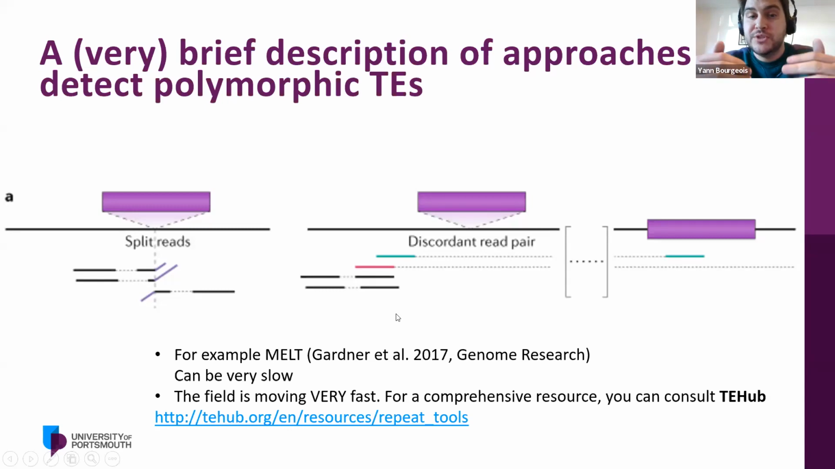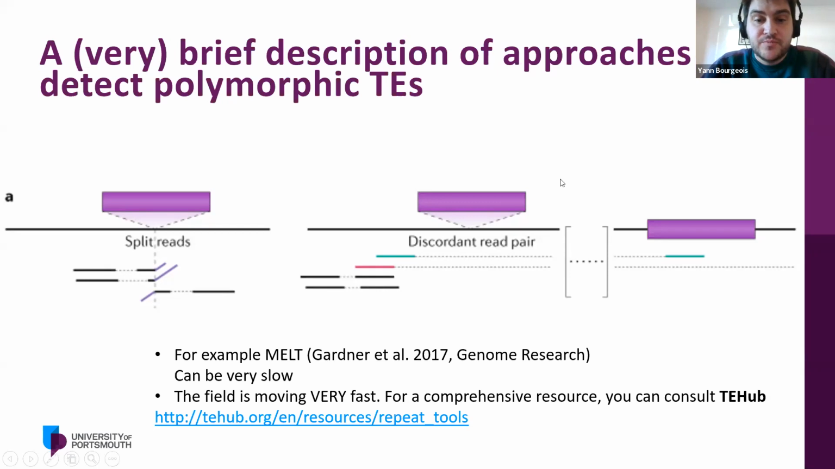It works also the other way around. If you have a TE in the reference genome, but it is not found in an accession that you are sequencing, you will see a gap. That can also be used to call the TEs that are found in the reference but are not found in the genome that you are resequencing.